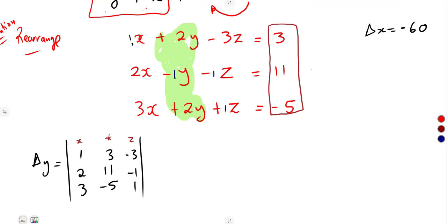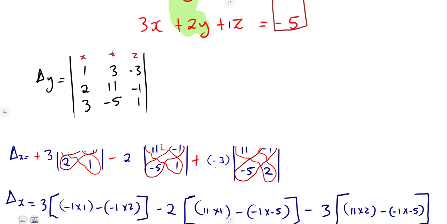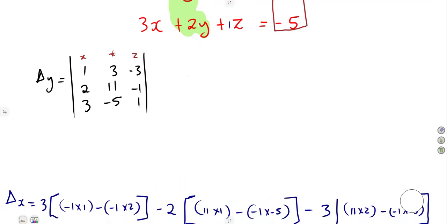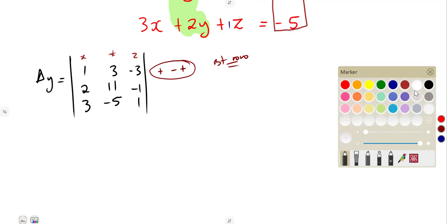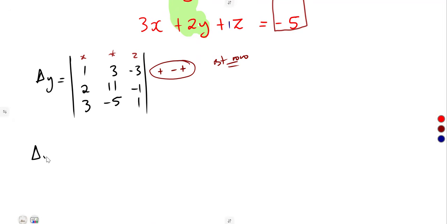You find your determinant just like before, expanding any row or any column of your choice. Just for the sake of understanding, I'm going to use the first row. Remember, these are the signs of the first row. So I'm just going to expand from the first row. Meaning to say, my delta Y was going to be what, using the first row?